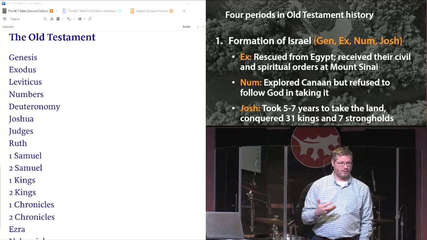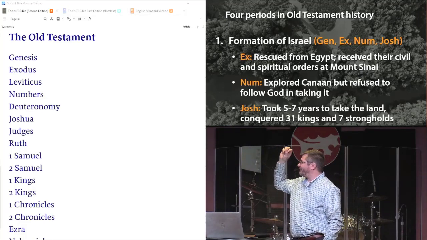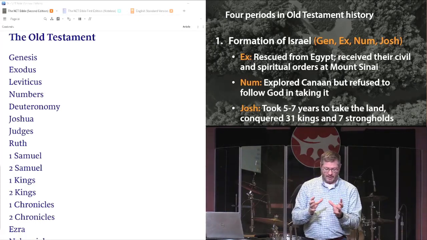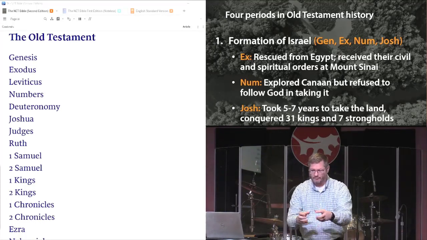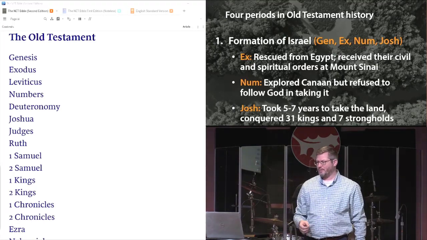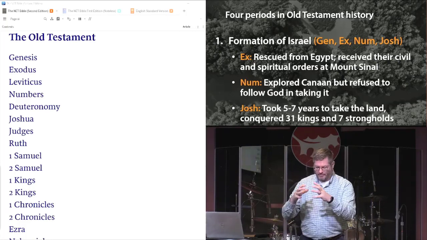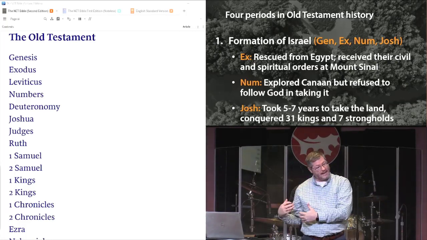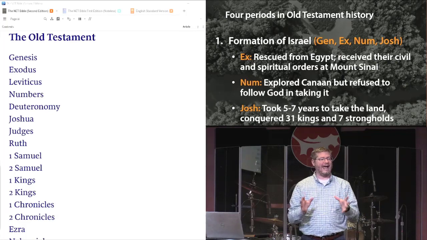Exodus is actually the Greek word for departure. That's all it means. And in Exodus, God rescues them from Egypt. Israel receives their marching orders, essentially their constitution, their civil government, and their mode of worship, the sacrificial system, directly from God at Mount Sinai. And from there, they were supposed to go back to the land of Canaan where they came from 400-plus years ago and actually take that over as their land.